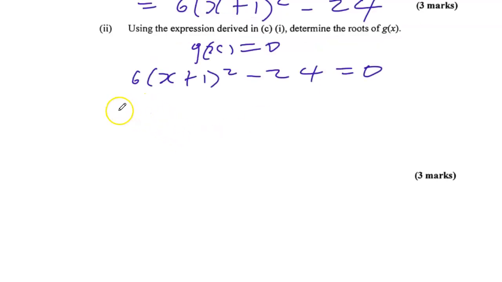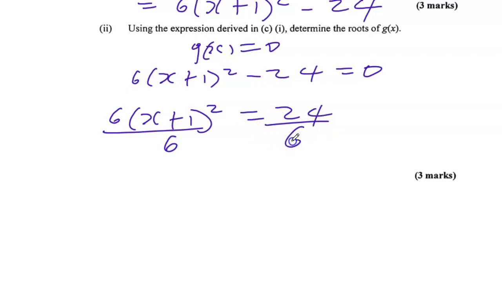Alright, so we end up with 6(x plus 1) all squared equal to 24. We can divide both sides by 6. So we are left with (x plus 1) all squared, since 6 goes into itself, right? And 24 divided by 6, that's 4.